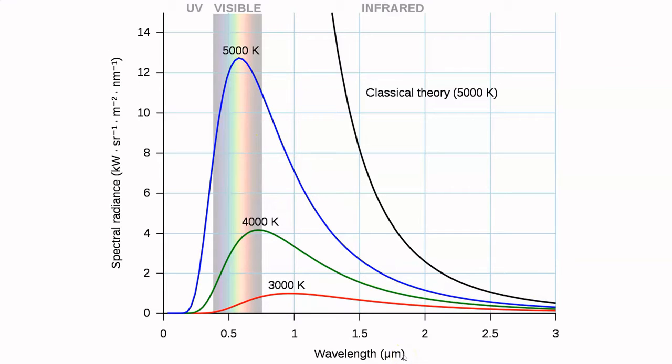Now, the tungsten element of an incandescent light bulb has a temperature of about 2,800 Kelvin, or 3,000 Kelvin. So this red curve best represents the incandescent light bulb. Notice here that the visible portion of the spectrum is not at the peak of this black body curve. Instead, it peaks in the infrared. In fact, most of the energy that is put out by this 3,000 Kelvin black body object is in the infrared, and very little is actually in the visible portion of the spectrum.